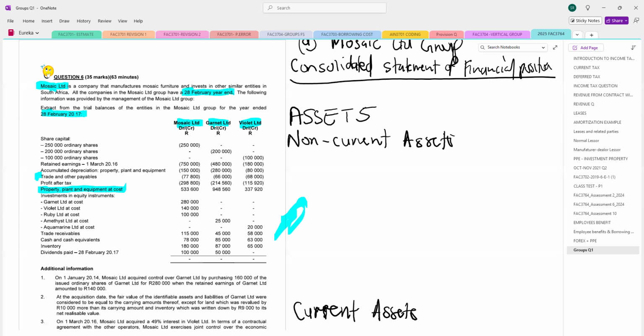All right. Then I've got investment in equity. So I need to know, what are these investments? Are these simple investments? Is this a subsidiary? Is this a joint venture? Is this a joint operation? Is this an associate? So at this point in time, I don't know what these investments are. I can't just put them in there. Okay, so I see investments in Garnet, Violet, Ruby, Amethyst, Aquarum, right? Then I see trade receivables, cash and cash equivalents, and inventory. So these are my current assets. So let's start from the top.